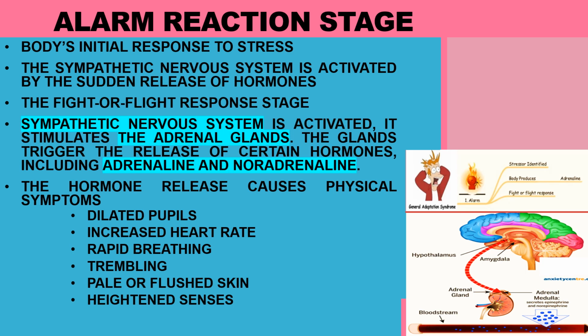These hormones cause various physical symptoms such as an increase in heart rate and breathing rate, and a rise in blood pressure. Various physical signs of being in the alarm response stage include dilated pupils, increased heart rate, rapid breathing, trembling, pale or flushed skin, heightened senses, etc.